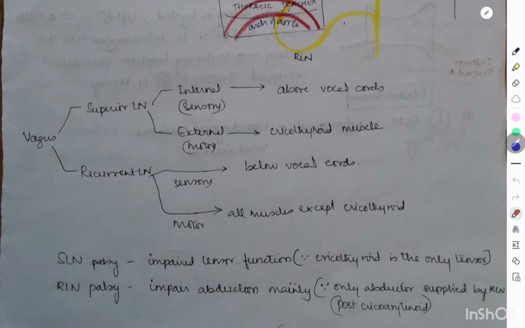Now if I ask you, if there is superior laryngeal nerve palsy, what is hampered? You have to tell that tensor and adduction are hampered. So the vocal cord will not come to the midline and tensor is lost, so it will become a little flaccid. Now if there is recurrent laryngeal nerve palsy, it means there is a problem in abduction, so the cord cannot go to the opposite side. This is the main thing that you have to keep in mind.